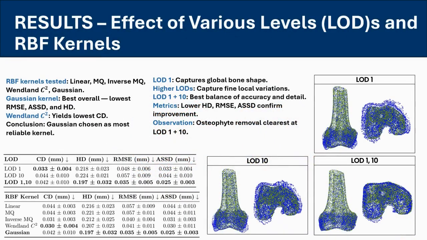To better capture both global and local anatomical variations, we use levels of detail or LODs. LOD1 captures broad global deformations, while higher LODs capture fine local adjustments. The best results come from combining LOD1 and LOD10, as you can see from the visualization, giving a good balance of accuracy and efficiency. We have also tested different radial basis function kernels, and the Gaussian kernel consistently outperformed others, giving the lowest errors in distance metrics.